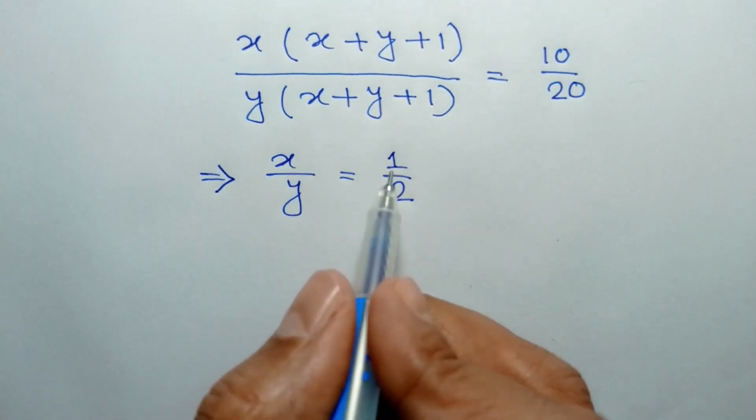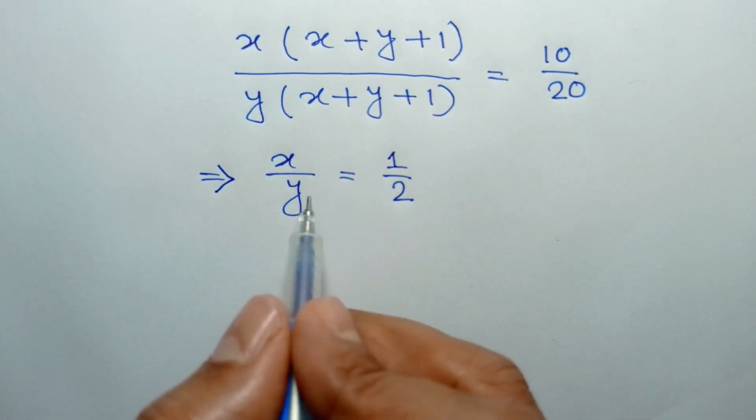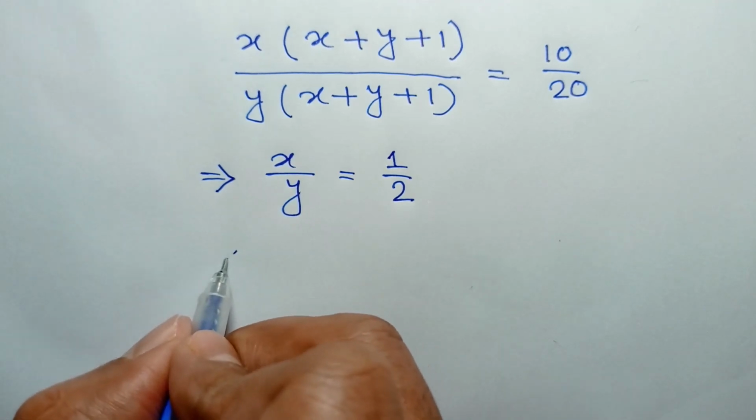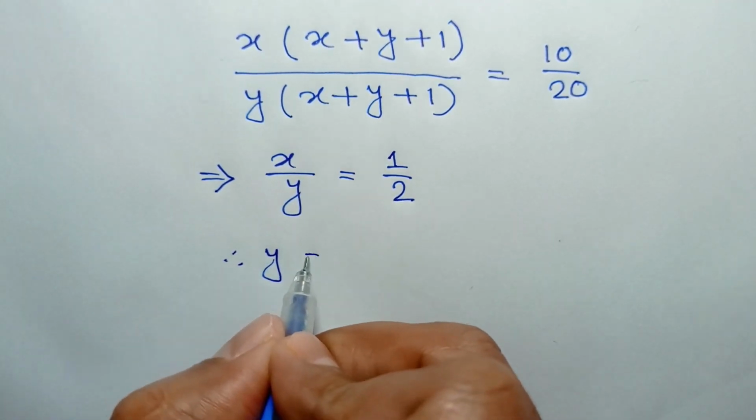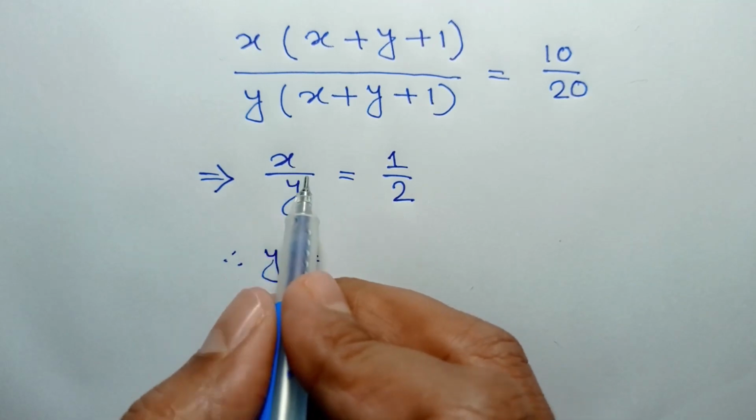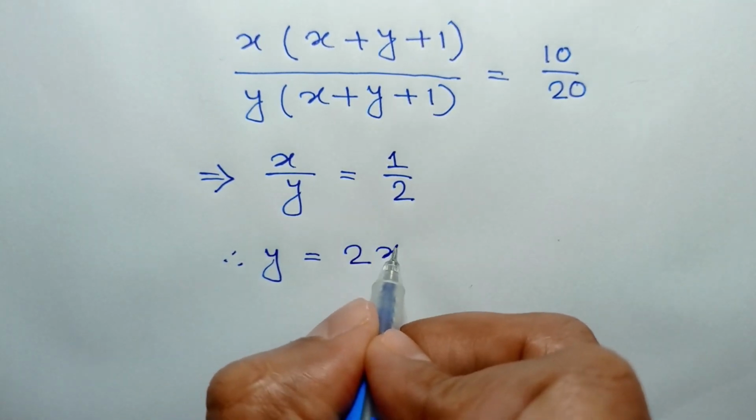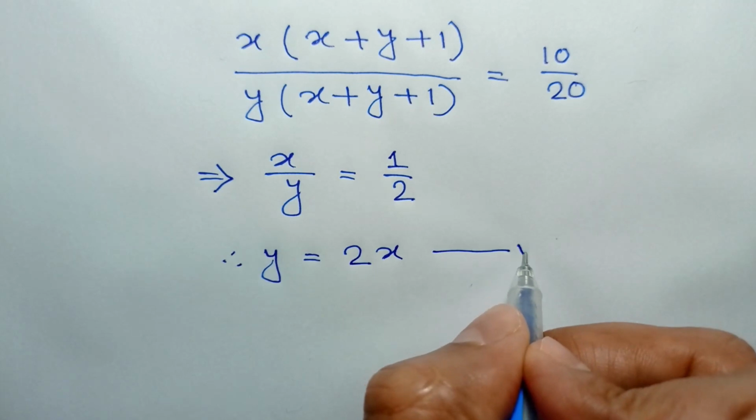Now applying cross multiplication we can write y times 1 is y is equal to x times 2 is twice x. Call it equation number 5.